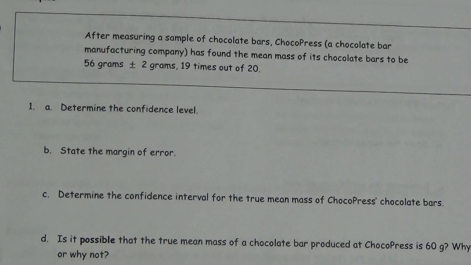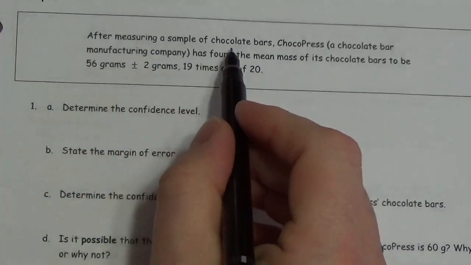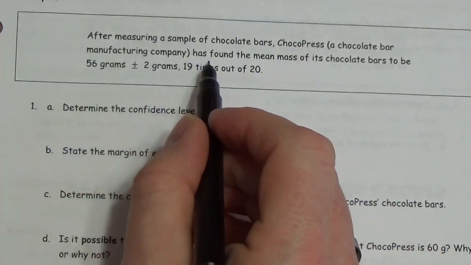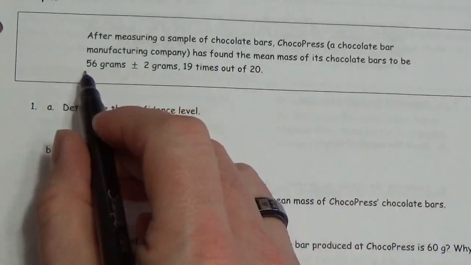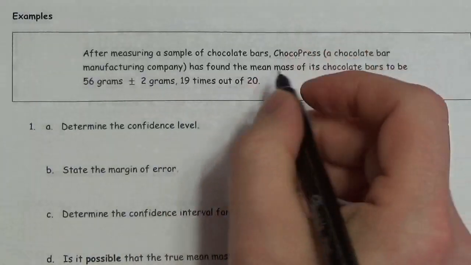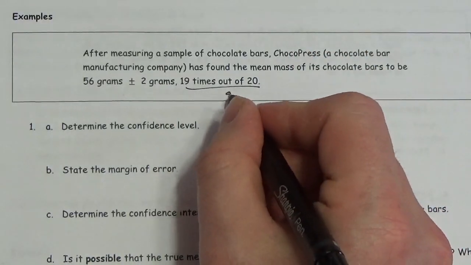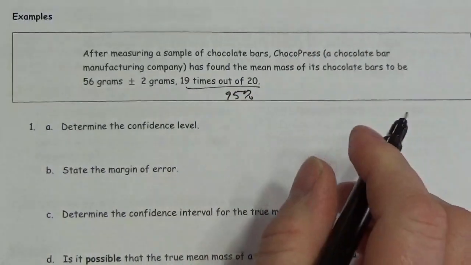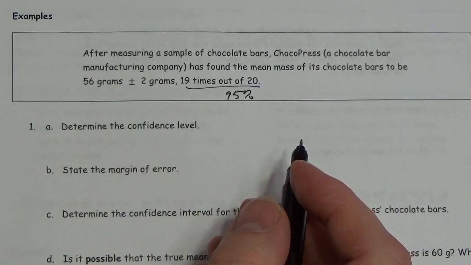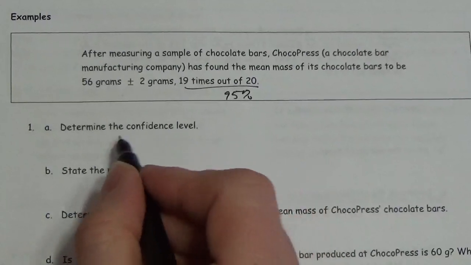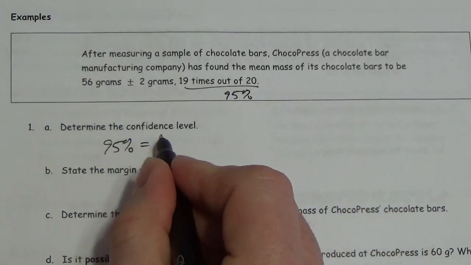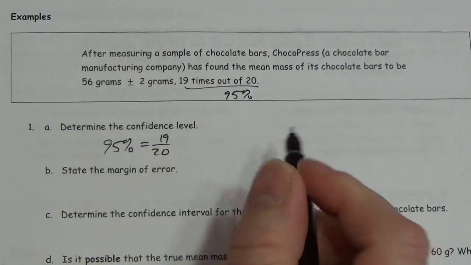Okay, so let's do some examples here. After measuring a sample of chocolate bars, Choco Press Chocolate Bar Manufacturing Company has found that the mean mass of its chocolate bars to be 56 grams plus or minus 2 grams, 19 times out of 20. So 19 times out of 20, we just saw that. That's our 95% confidence interval. So determine the confidence level here. Well, I just said it. It's 95% confidence level. We just did that. That's our 19 out of 20.